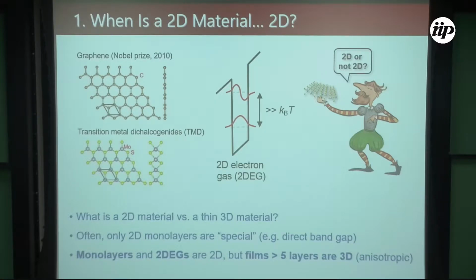Then you look at the thickness, and the thickness is 10 nanometers or something like that. So that led me to talk to a bunch of people. What is a 2D material versus a thin 3D material that maybe is just anisotropic?